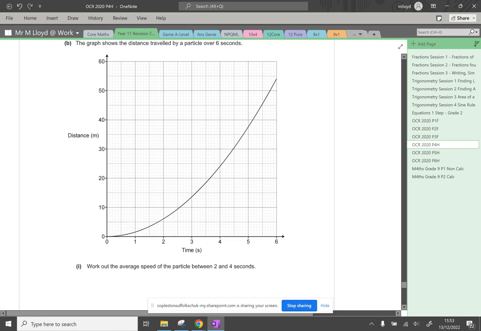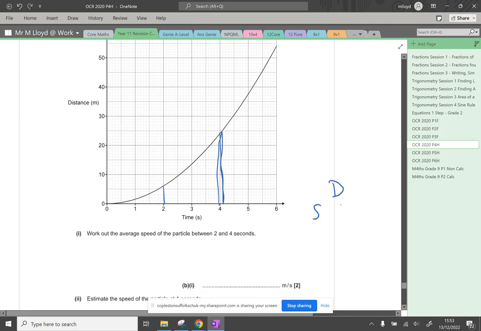Okay, the graph shows the distance travelled by a particle over 6 seconds. Work out the average speed of the particle between 2 and 4 seconds. All right, speed equals distance over time. So from here to here, we've got a reading of 6, and then up to here, it's 24. 24 take away 6 is a distance of 18. And that's been over 2 seconds. So that's 9 meters per second.